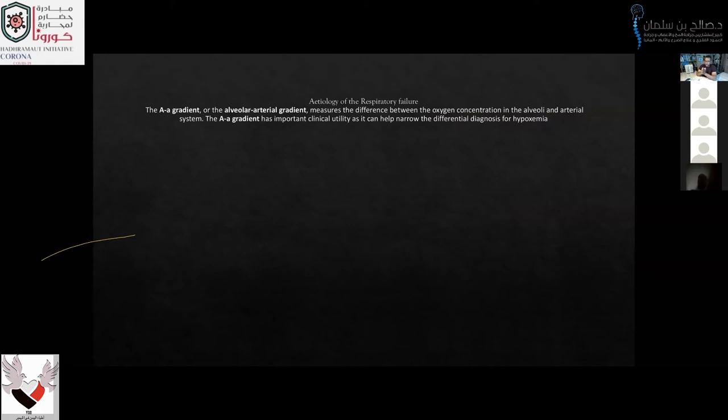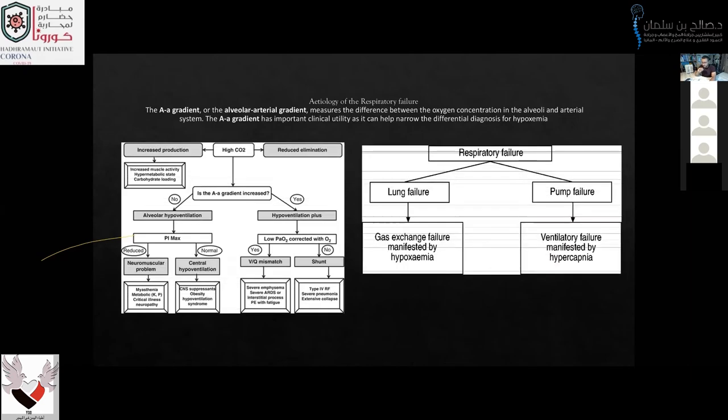Etiology for the respiratory failure. This terminology is very important for me to tell you about, and please keep it in mind in the future to differentiate between the different types of respiratory failure. AA gradient is the alveolar-arterial gradient, which measures the difference between the oxygen concentration in the alveoli and the arterial system. The alveolar-arterial gradient has an important clinical utility as it can help narrow the differential diagnosis for hypoxemia.